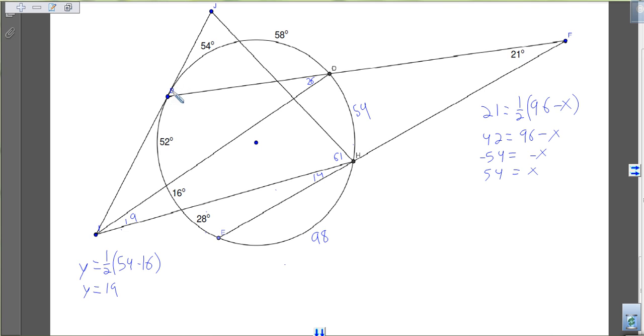Similarly, I have a tangent here and I have a secant. So we'll call this angle Z. I know that angle Z is equal to half of this arc minus that arc. So let's write that out. 1/2 of this arc, which is 54 plus 58, which is 112, minus 52, this arc. And we calculate that out, and I get 30. Well, put that in.